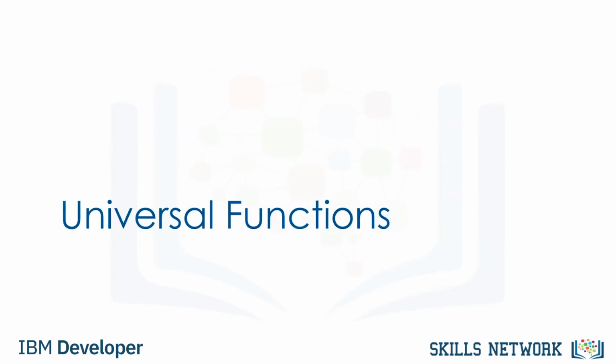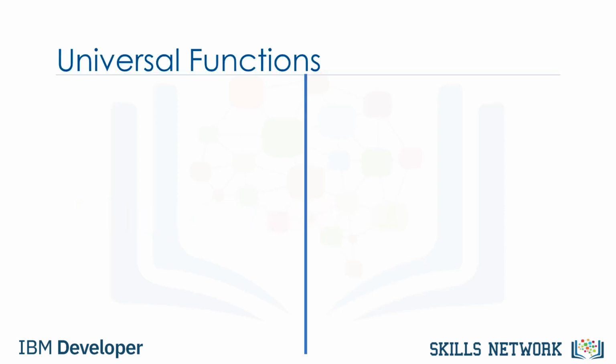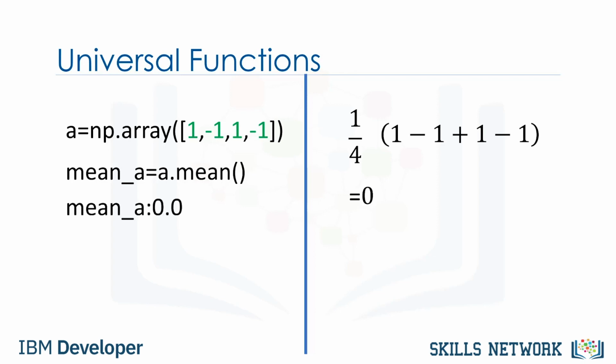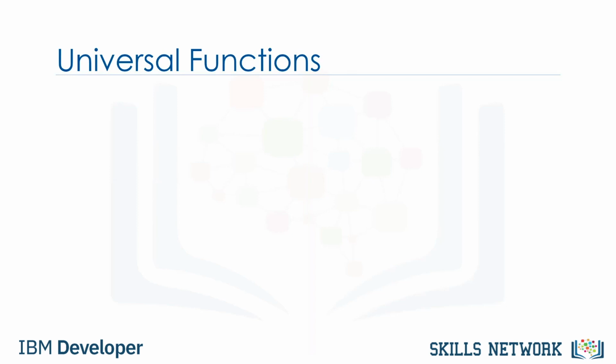A universal function is a function that operates on ND arrays. We can apply a universal function to a Numpy array. Consider the array A. We can calculate the mean or average value of all the elements in A using the method mean. This corresponds to the average of all the elements. In this case, the result is 0. There are many other functions.